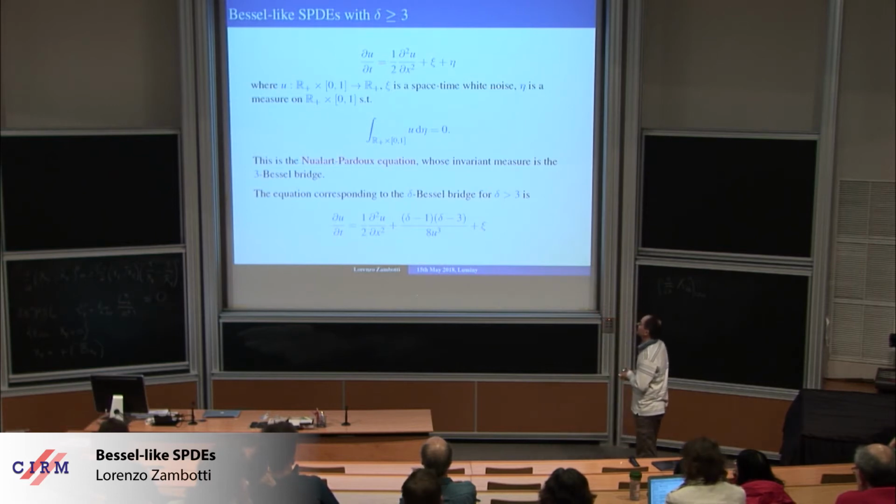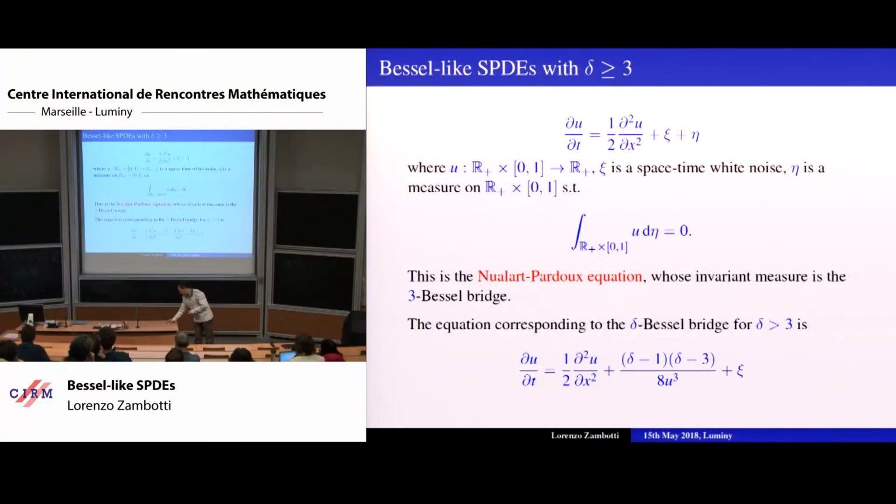Now, Bessel-like SPDEs. At the beginning there was just this equation, which is the Nualart-Pardoux equation, and it is an SPDE plus some reflection. So this psi is space-time white noise. We are in an interval 0, 1, so space is one-dimensional. The solution is continuous. It is supposed to be non-negative, in R plus. Eta is some measure, like the local time at 0. It is supposed to have support in the set of zeros of U.